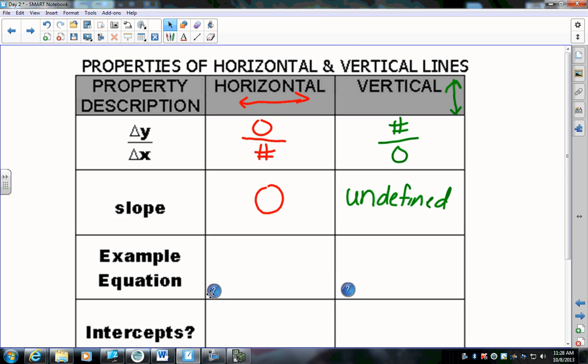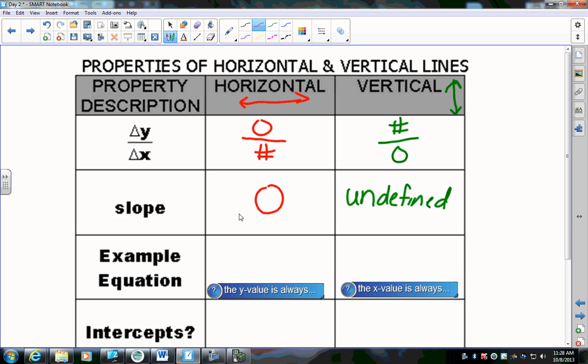Now, an example equation. An example equation right here would be Y equals whatever the number is, because that's what's going to cause my horizontal line. The vertical is going to be X equals whatever number. Like it could be X equals 2, X equals 3, doesn't matter. And then the other one would be like Y equals 4 or anything. In a horizontal line, the Y values are always the same. In the vertical line, the x numbers are always the same.